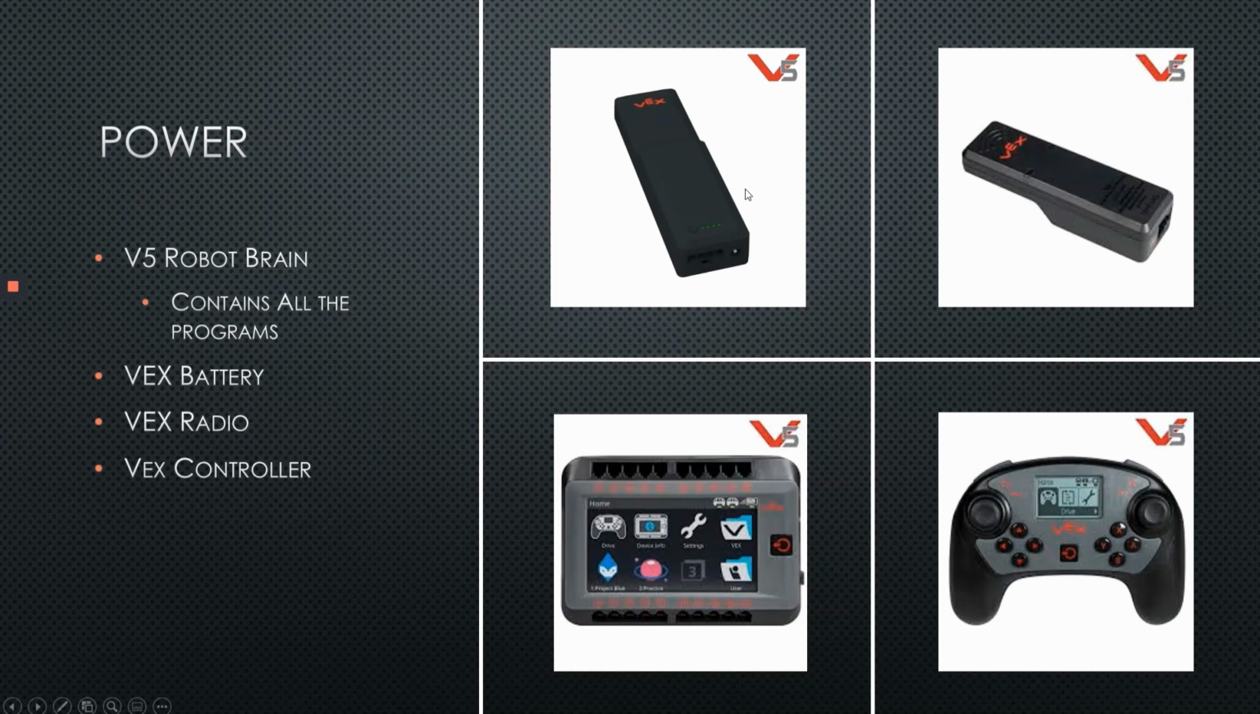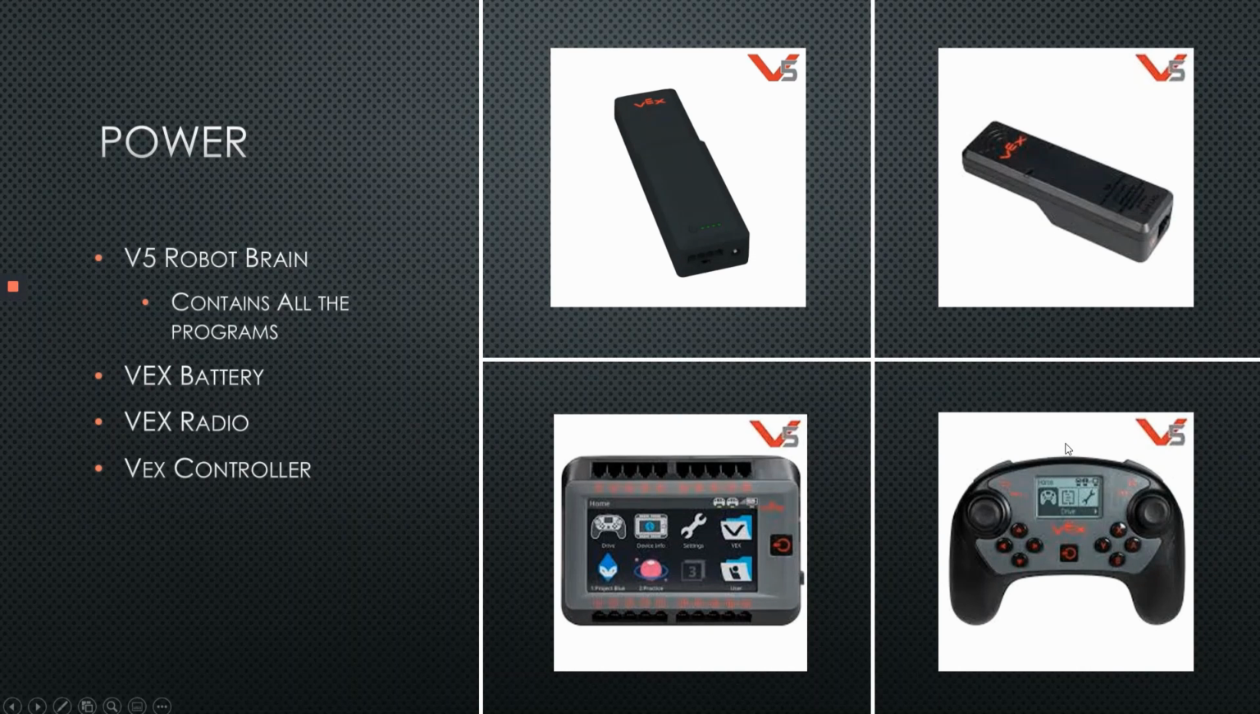Another part you see is the battery. The battery is what a typical battery is. It gives power to the brain. You connect it using a clip. It's also rechargeable, so you have to charge it every now and then, and then you put it back and clip it back to the robot brain.